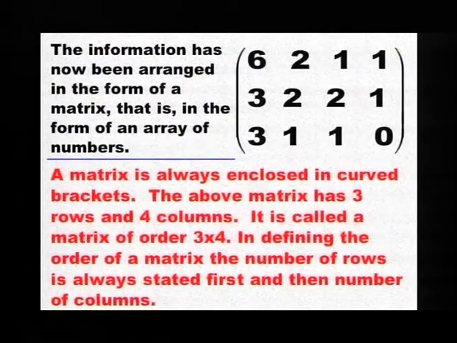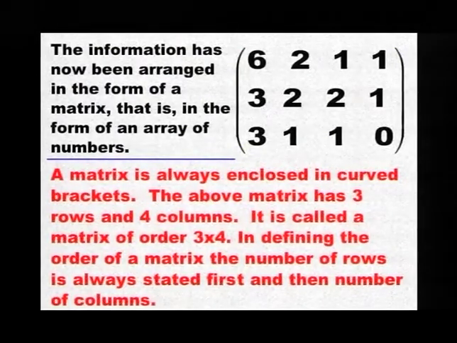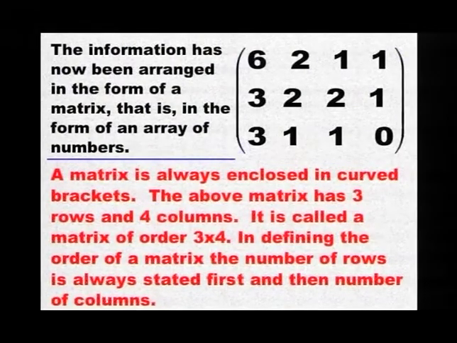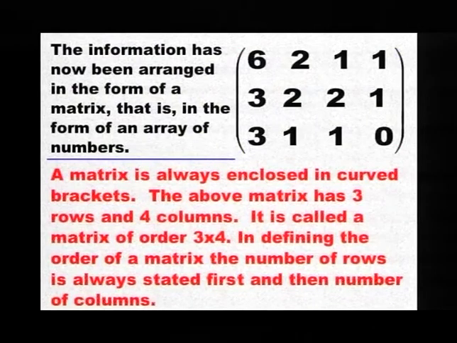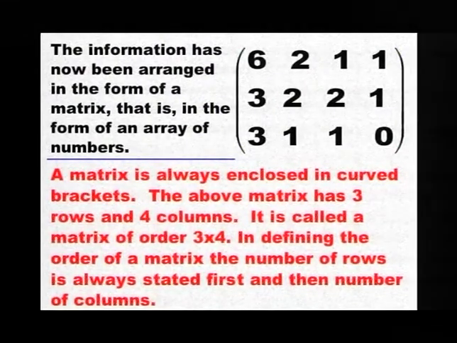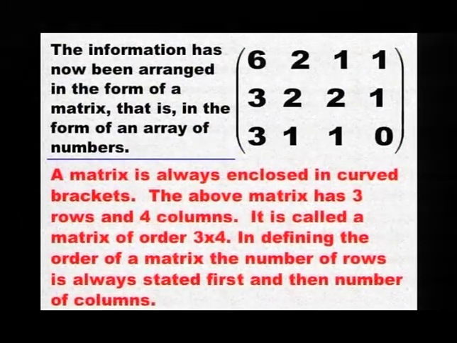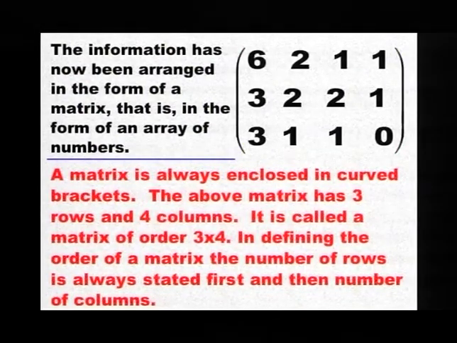So the 6 represents 6 apples. The top row would represent collection A: 6 apples, 2 pears, 1 plum, 1 cherry, and so on. So that's collection A, collection B, and collection C. You are smart. Okay, the information has now been arranged in the form of a matrix, that is, in the form of an array of numbers. So a matrix is just an array of numbers. It's very interesting. A matrix is usually enclosed in curved brackets.